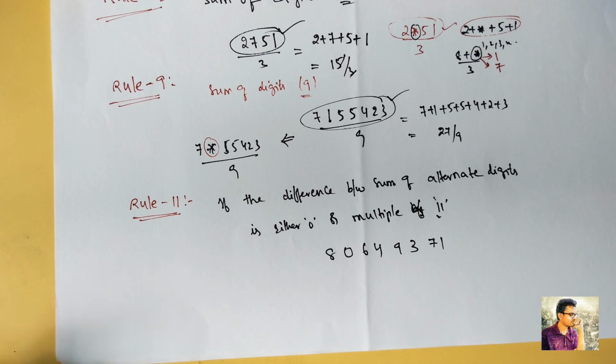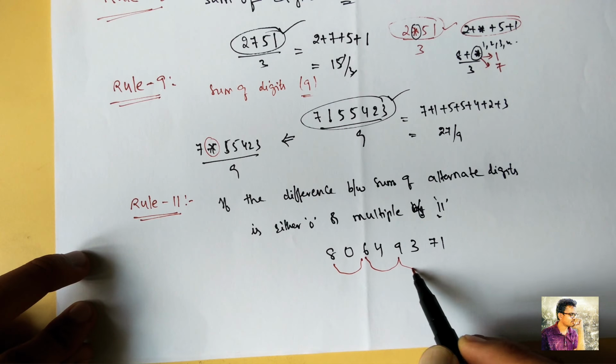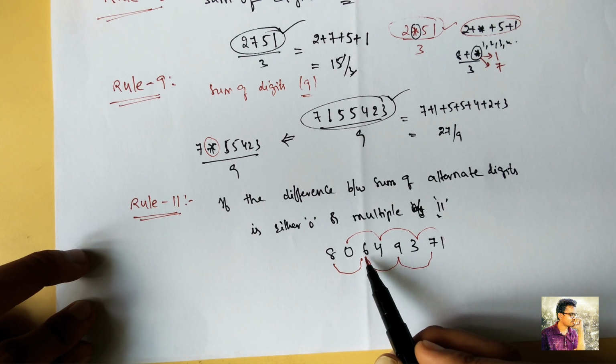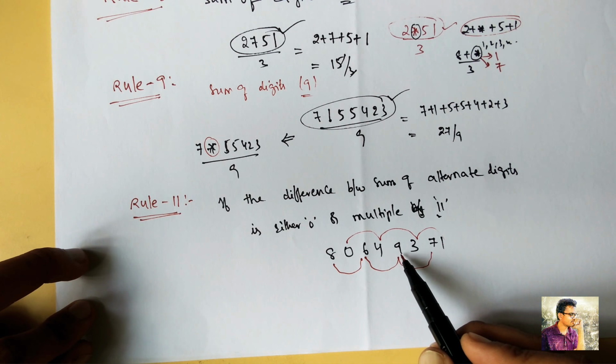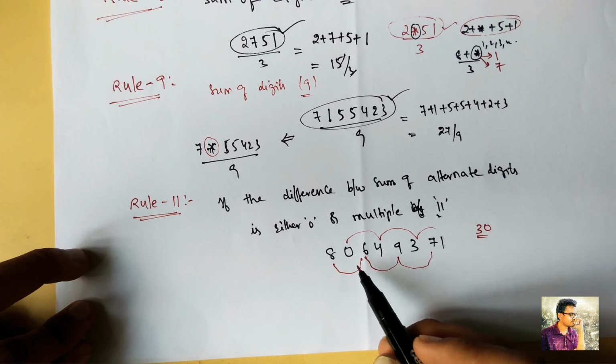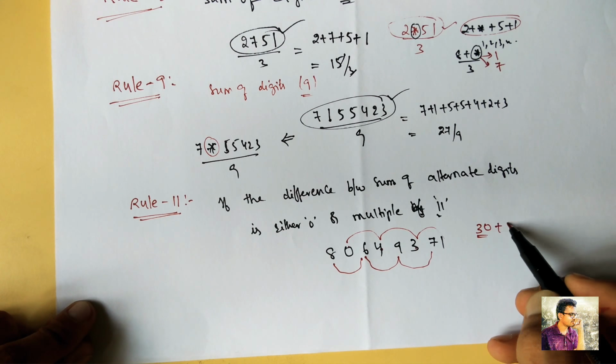For example, let me take the number 8064937. First of all, you should mark the alternate digits: 8697 and 0431. So 8 plus 6 gives 14, plus 9 is 23, 23 plus 7 is 30, and the second alternate sum is 0 plus 4 is 4, plus 3 is 7, plus 1 is 8.